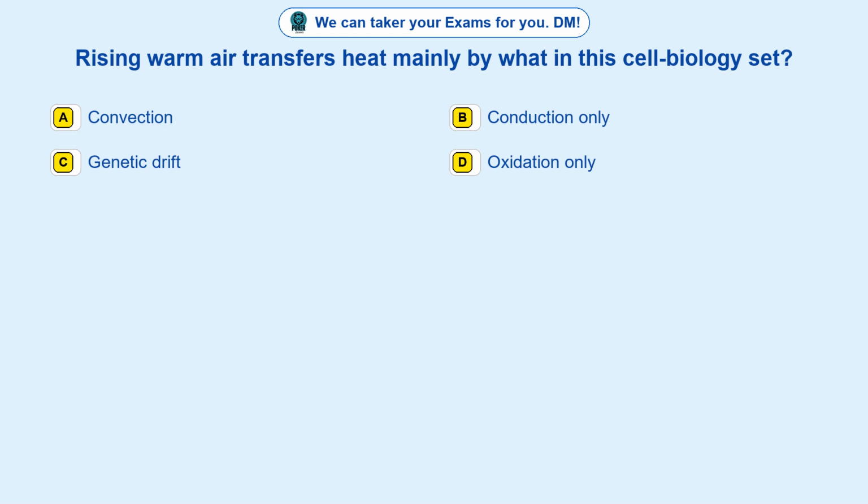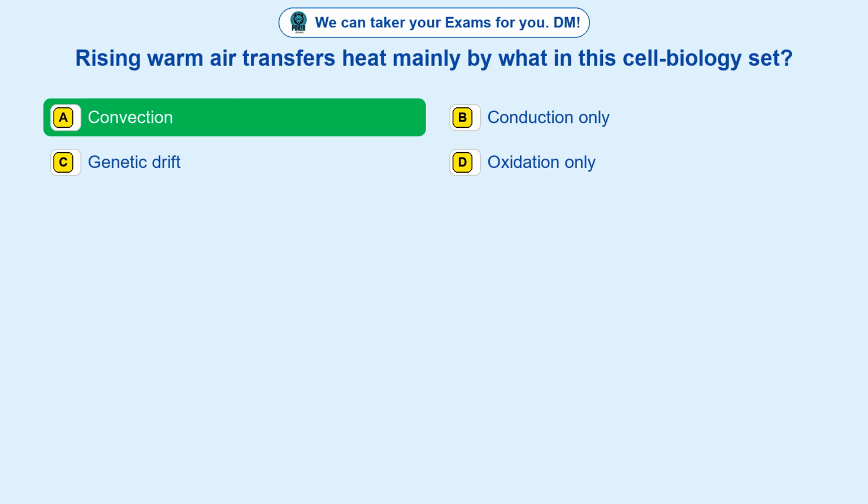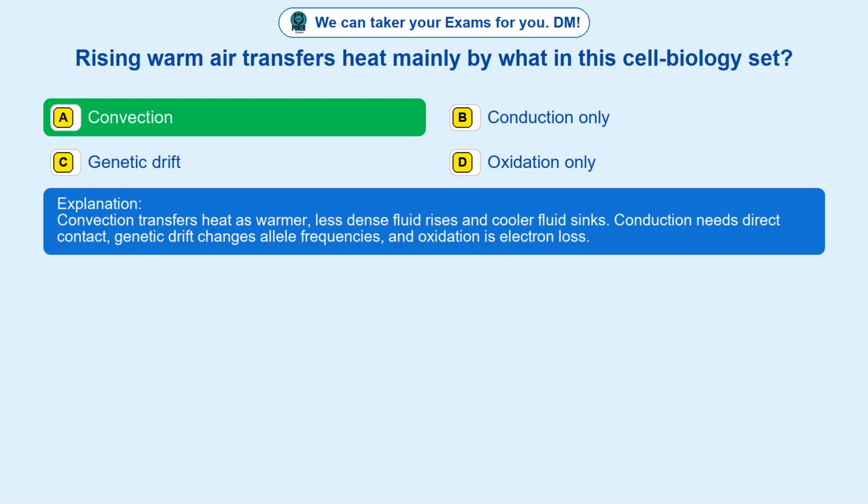Question 76. Rising warm air transfers heat mainly by what in this cell biology set? Option A, convection. Option B, conduction only. Option C, genetic drift. Option D, oxidation only. The correct answer is option A. Convection. Convection transfers heat as warmer, less dense fluid rises and cooler fluid sinks. Conduction needs direct contact, genetic drift changes allele frequencies, and oxidation is electron loss.